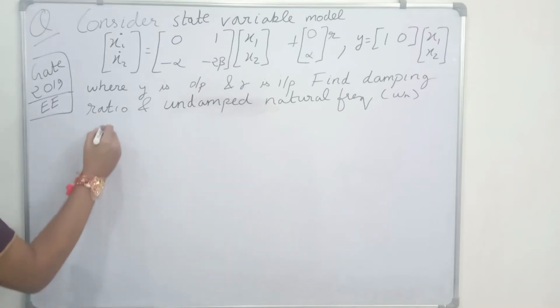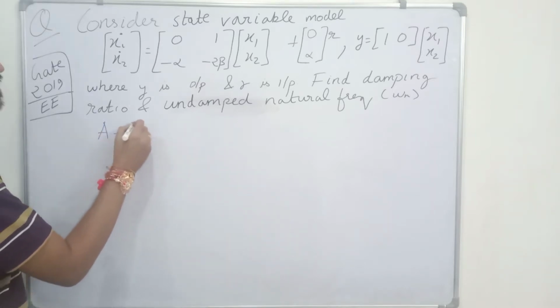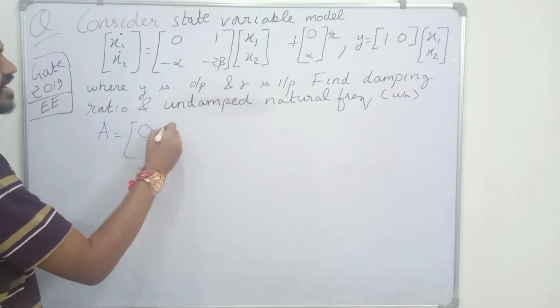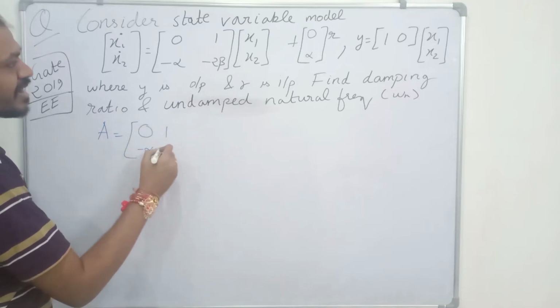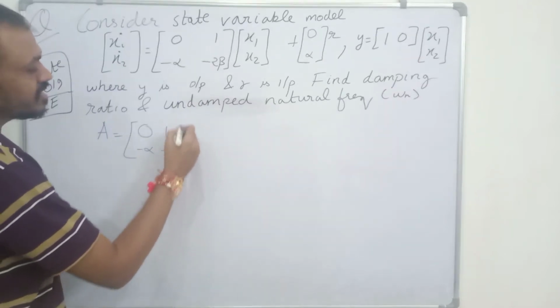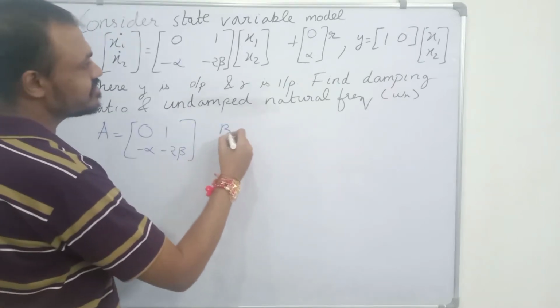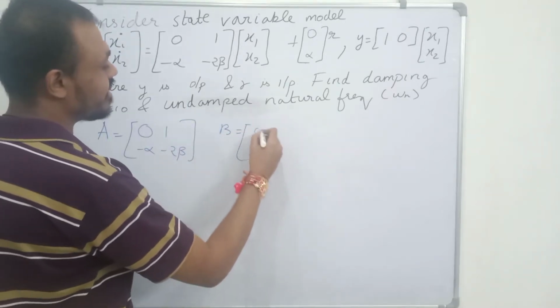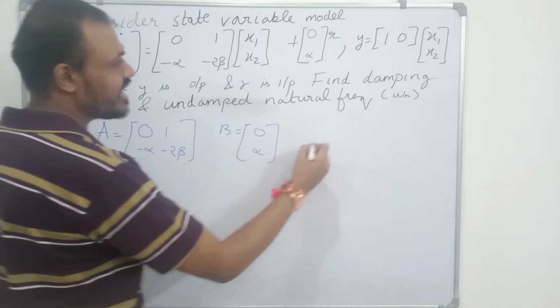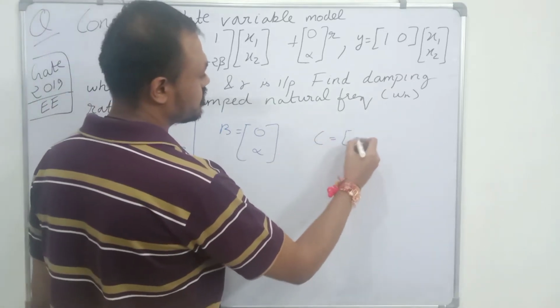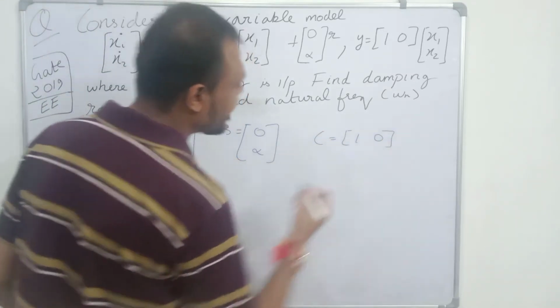Matrix A is given as [0 1; minus alpha, minus 2 beta]. Matrix B is given as [0 alpha], and matrix C is given as [1 0]. So we have identified the matrices.